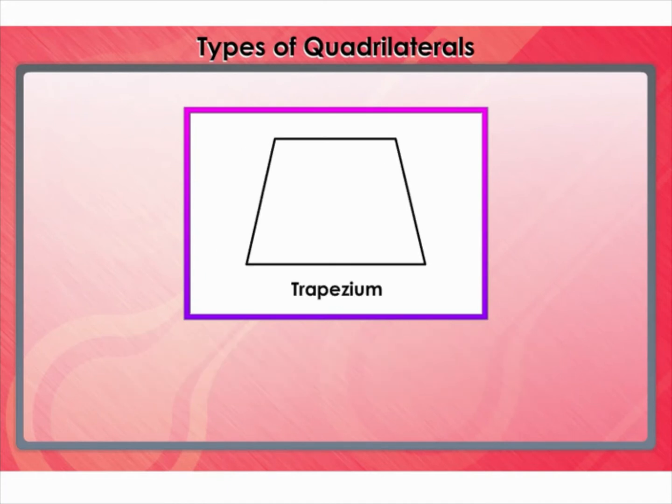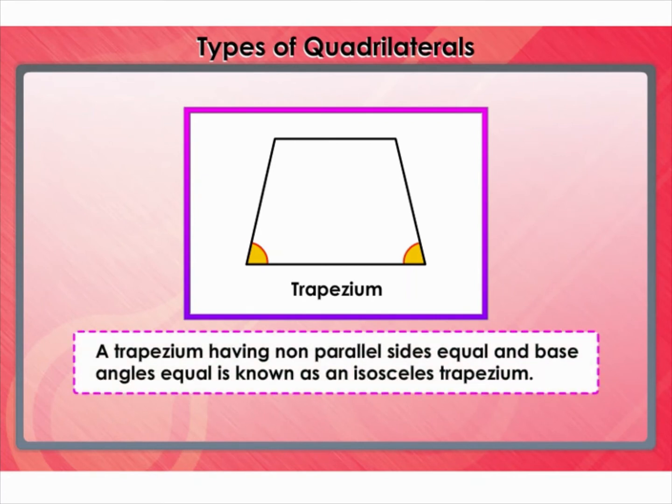Now consider a special trapezium. Its non-parallel sides, as you can see, are equal in length. Similarly, if you measure the base angles, you will see that both are equal. Thus, a trapezium having non-parallel sides equal and base angles equal is known as an isosceles trapezium.